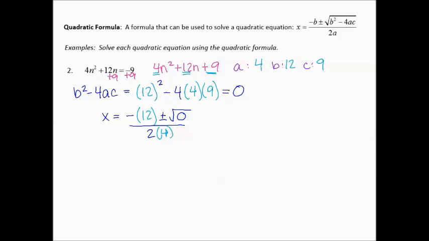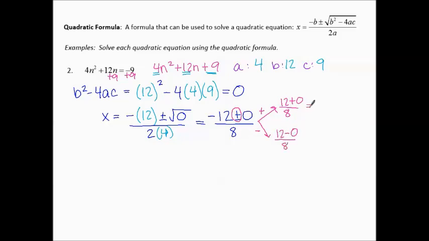Okay. Now I'm going to simplify. Negative 12. If I add 0 or subtract 0, I'm going to get the same thing, but I'll go ahead and write it. Negative 12 plus or minus 0 over 2 times 4 is 8. So now here, again, plus or minus, I'll write it out, but we'll notice something here. So I'm going to do plus and minus. Negative 12 plus 0 over 8. Negative 12 minus 0 over 8.